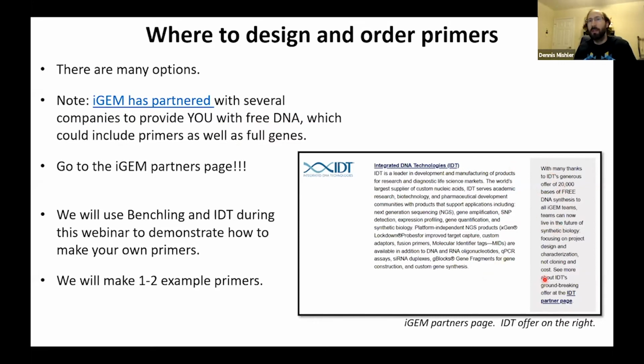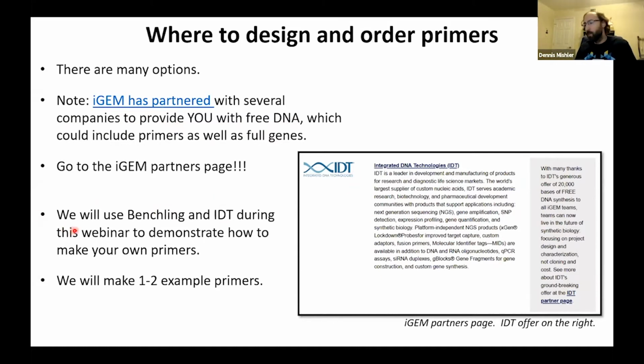You can see on the right-hand side here, it tells you what their deal is, and you can click there. You basically can get about $2,000, $3,000 worth of free DNA. That's what this comes down to. You can just get free DNA sequences, primers, full genes, whatever you like, okay? Go to the partners page. There's also stuff from Twist and some other companies as well.